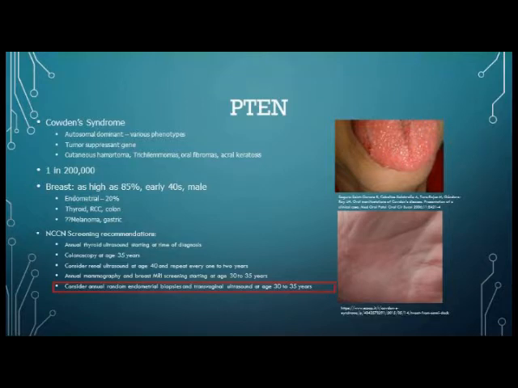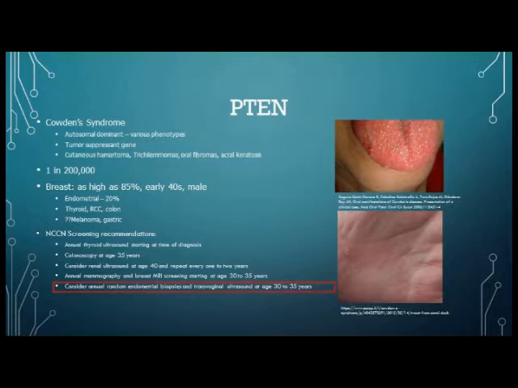So your risk for endometrial with this starts on average about 25. But there are case reports of people as young as 14 with Cowden's getting endometrial cancer. So you have to keep that in mind. So the screenings are here.